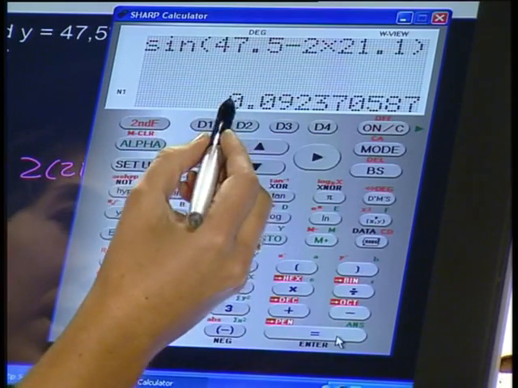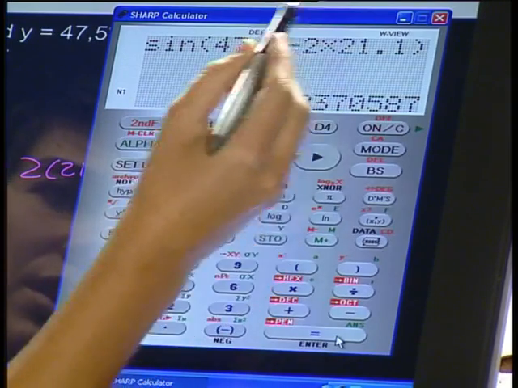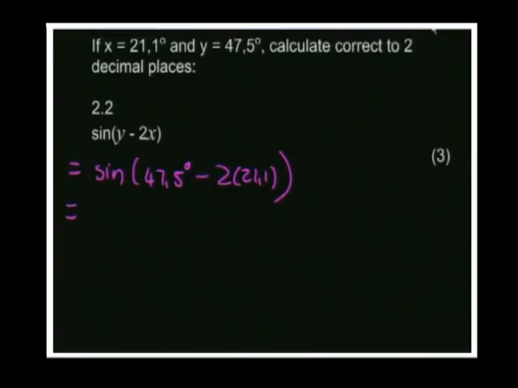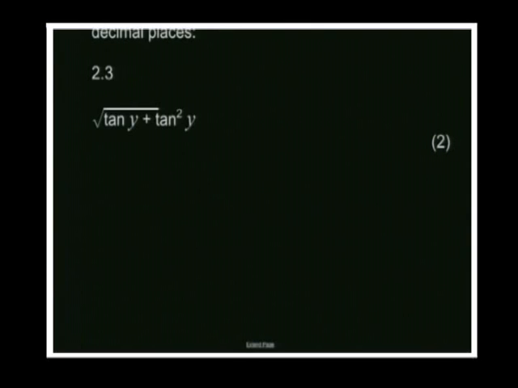So your answer is 0.09, and the 2 will not change the 9, so it's just 0.09, and I'm going to write that in. And there's your answer. Then going to the last one for calculator work, 2.3.